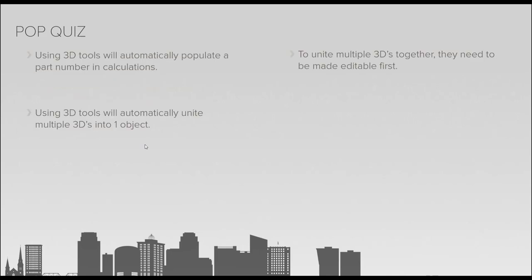A little pop quiz. Using 3D tools will automatically populate a part number in the calculations. That is false. Using 3D tools will automatically unite multiple 3Ds into one object. That is also false. Last question. To unite multiple 3Ds together, they need to be made editable first. And that is a true statement.